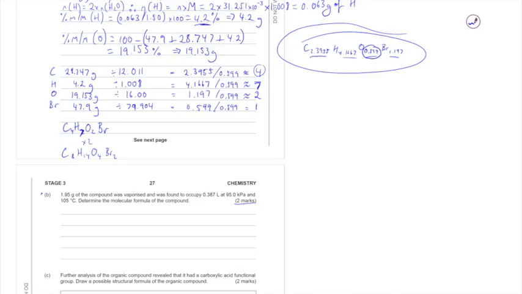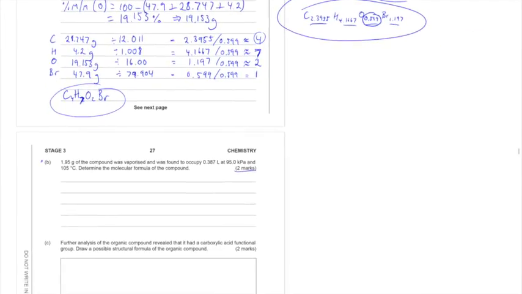So all I've done here is multiplied it by 2. It could have instead been multiplied by 3. I don't know whether this is the actual formula. And how I determine that is by working out the molecular weight of that compound there. So I'm going to have to do that using the information given in this question.